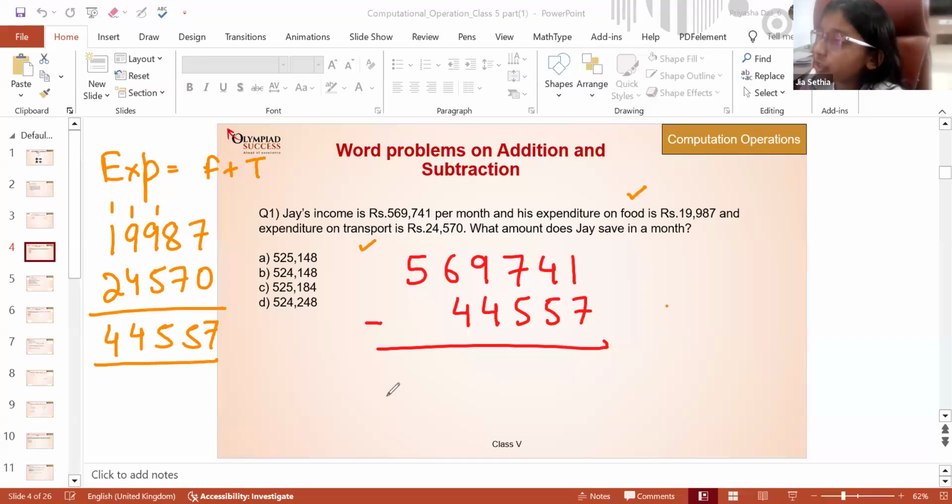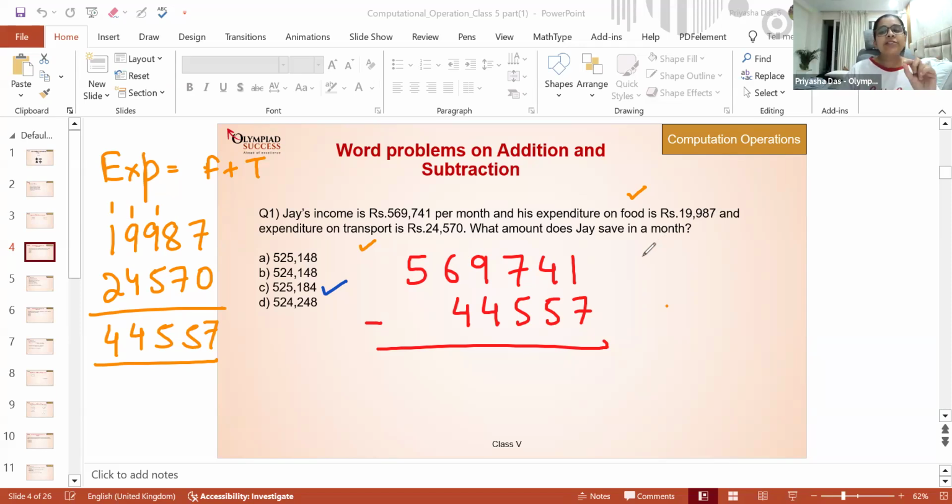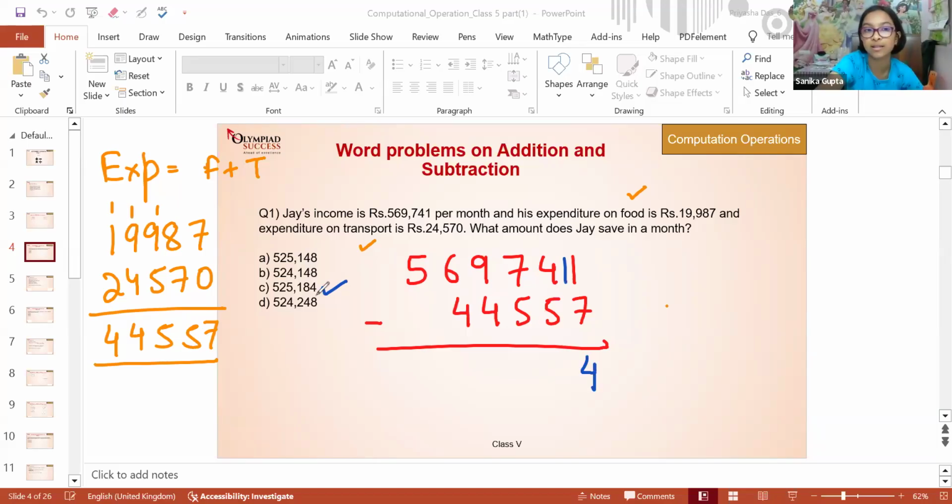Ma'am, it's 1 minute. 100,000 and 5,25,184. Okay, thank you so much, Jia. Sanika, can you tell me one quick shortcut here? This while subtracting. I don't want to subtract 6 digits. I want to only do 1 digit and figure out the answer. Which will be that 1 digit? Ma'am, so if you subtract 11 minus it will be 4. So the only option which has 4 at the last is C.